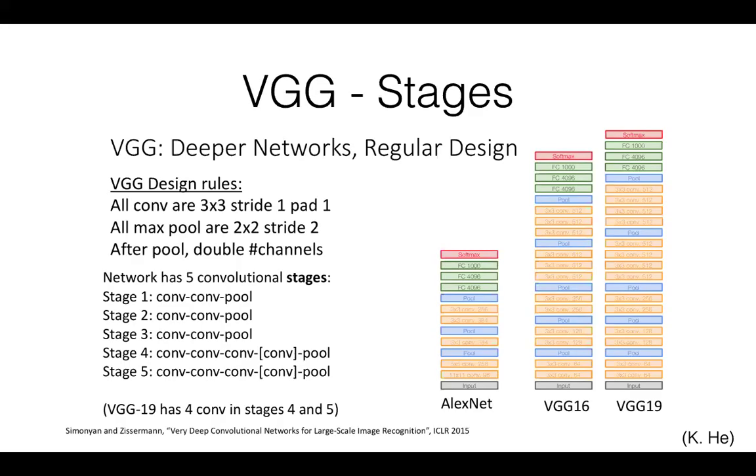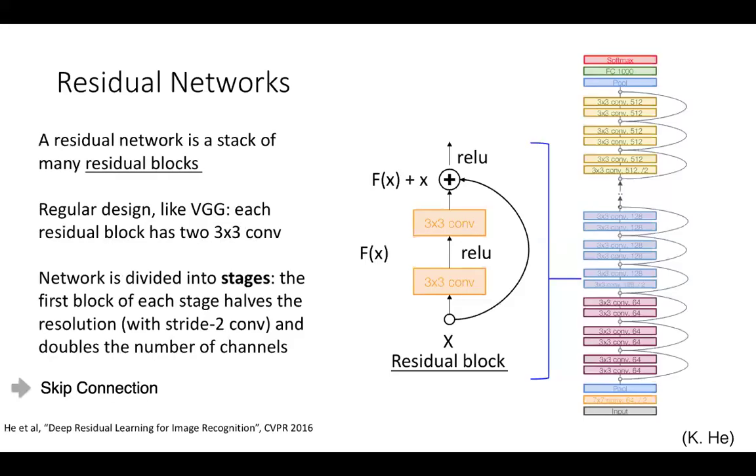But they couldn't extend the depth of the network much more than 19. So 19 was more or less the limit this architecture could reach. And the second big change was ResNet. That's a different kind of architecture, because ResNet is a residual network. A residual network is basically a stack of residual blocks. So this is a new concept.